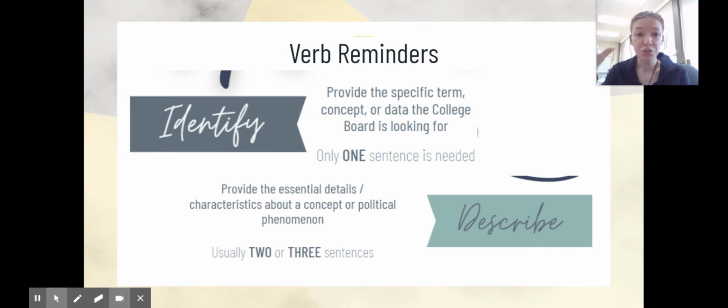And this is really straight to the point, guys. You're going to provide a specific term, concept, or data that College Board is looking for. And this is your really short and sweet one sentence. Make sure it's a complete sentence. You won't get credit if it's not complete, but it doesn't need to be too long.